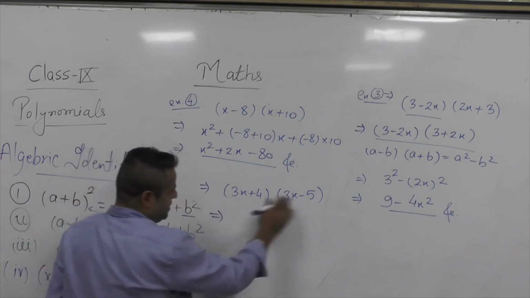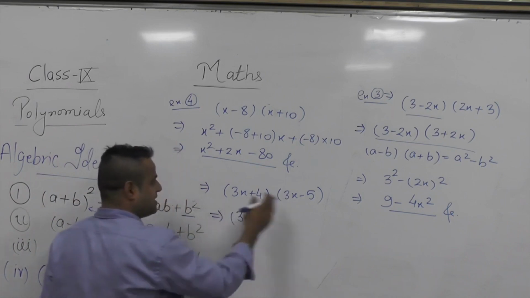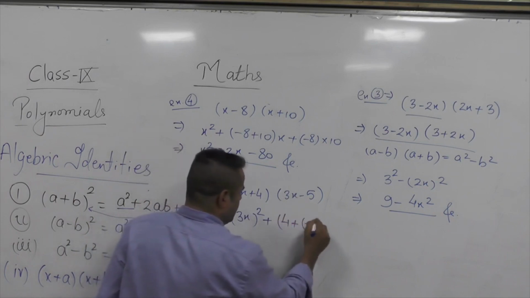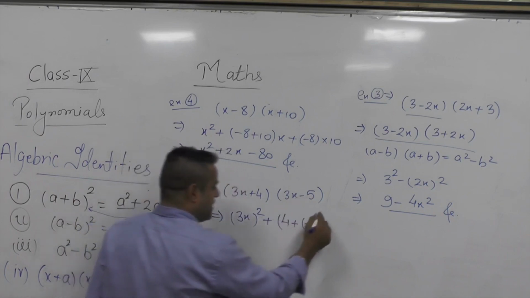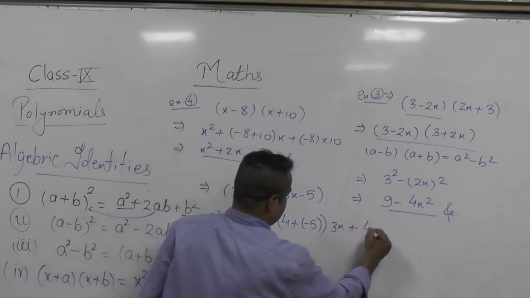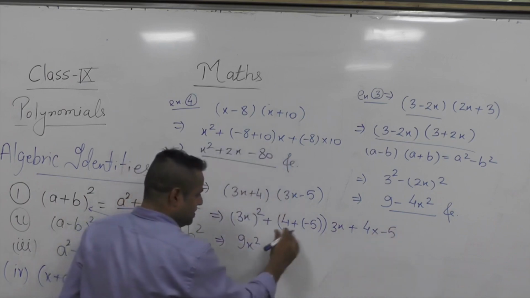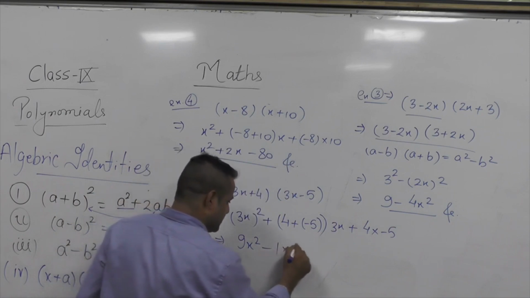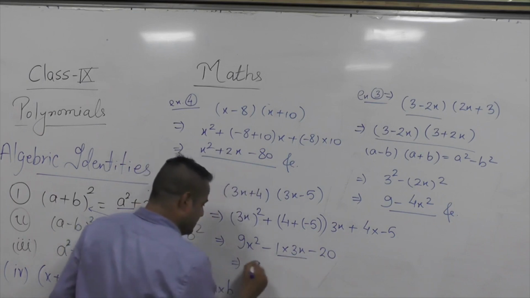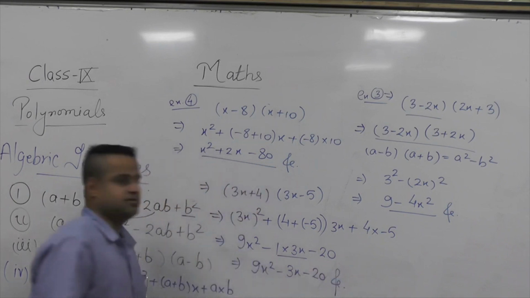Now (x plus a)(x plus b), so x is squared, that is 3x whole square, plus (a plus b) x. Remember our b is negative, so I am taking a negative sign here. Plus a into b. Okay, now 3x whole square is 9x square. 4 minus 5 is minus 1 into 3x. And 4 times 5 is 20. I am solving this middle term again. 9x square minus 3x minus 20. And that is your answer.